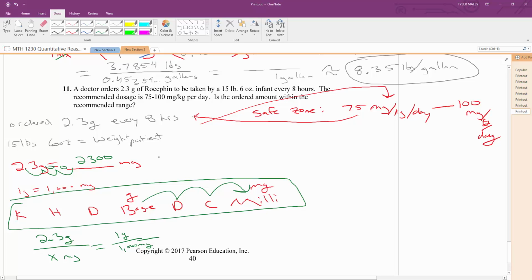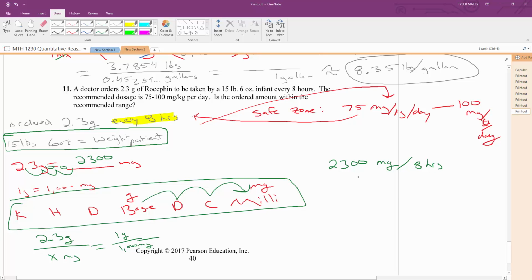Notice it's milligrams per kilogram. So next, what you'd want to do is convert this into kilograms. Oh, and also one thing you want to notice is this is every 8 hours. So let's be clear on what I have right now. What we have is that our patient is taking 2,300 milligrams of medicine. All I did was convert grams into milligrams. So they're taking 2,300 milligrams every 8 hours.